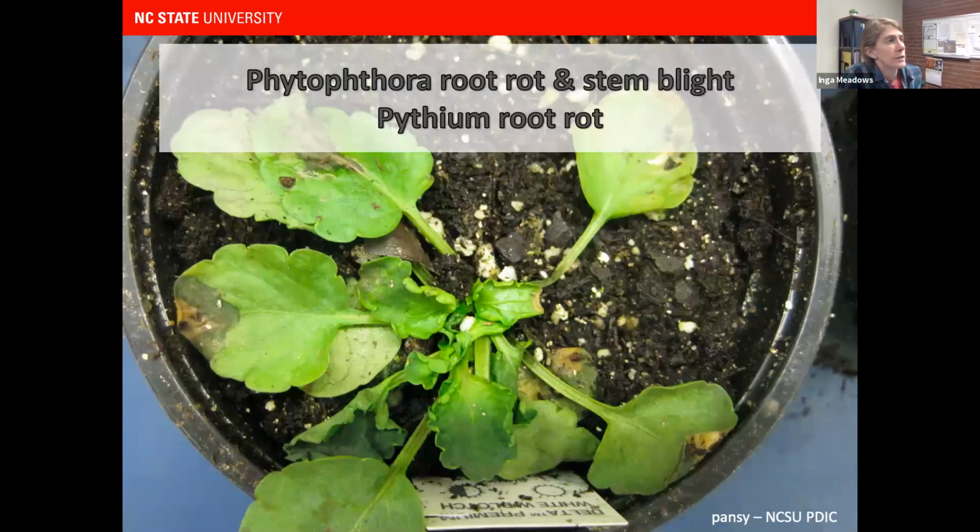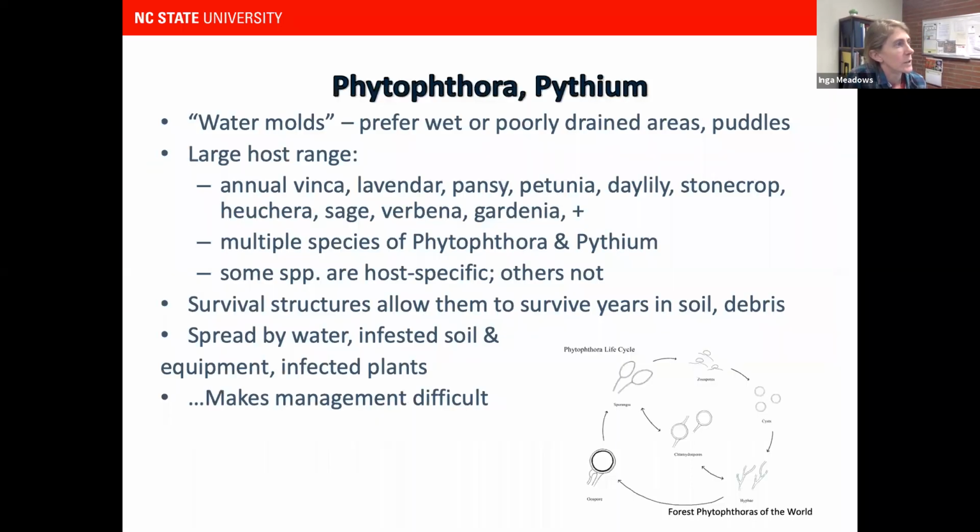So let's move on to the Phytophthora root rot and stem blights, and Pythium root rots. These we generally call water molds because they prefer wet or poorly drained areas, puddles, any standing water, or saturated soil. There's a large host range because there are so many species of Phytophthora and Pythium.